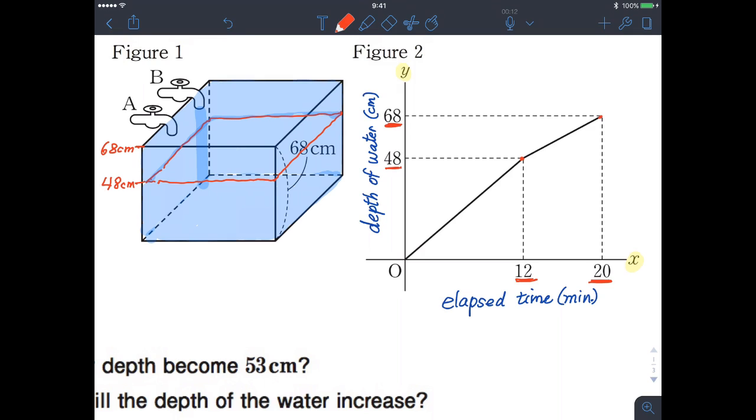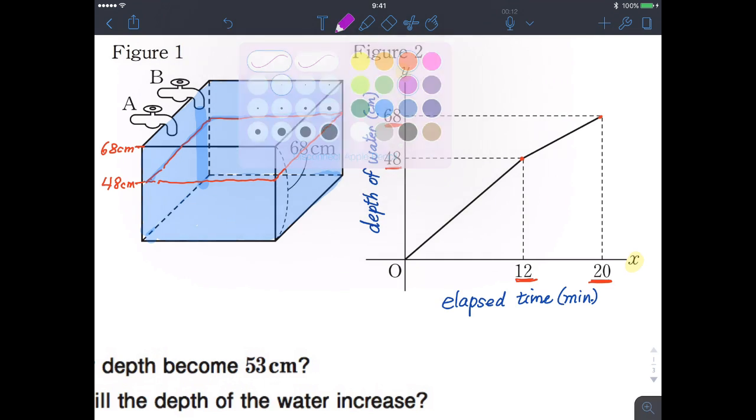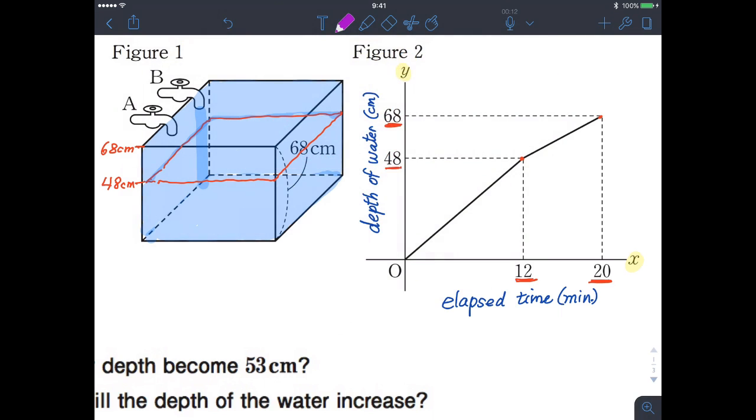And one other thing we should note on our graph is, once again, that this first section between 0 and 12 is when we're using pipes A and B together. So notice the slope of the line. That's the slope of the line during that part of the graph. And then from 12 to 20 minutes, we're only using pipe B. And we also have a straight line, but the slope is not as great. So the depth increases, but at a slower rate during that period of time.